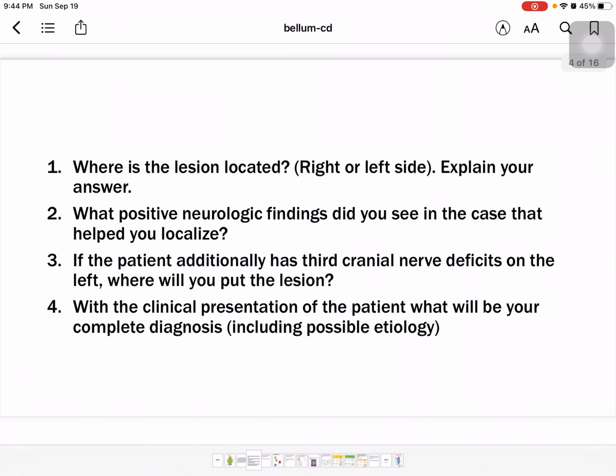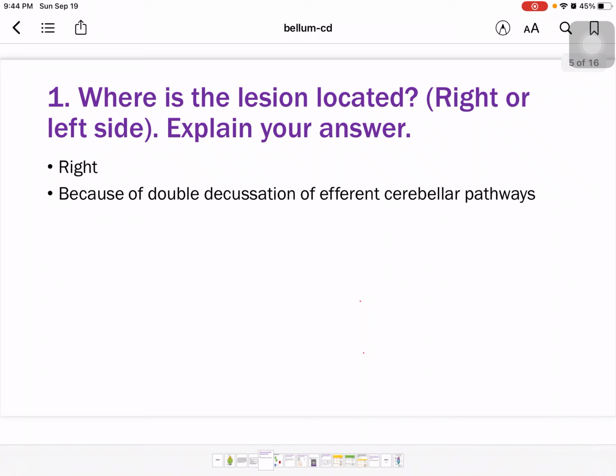So, these are our guide questions. For the first one, where is the lesion located? Is it the right or the left side? And we have to explain our answer. Again, it's on the right side because of the double decussation of the efferent cerebellar pathways.